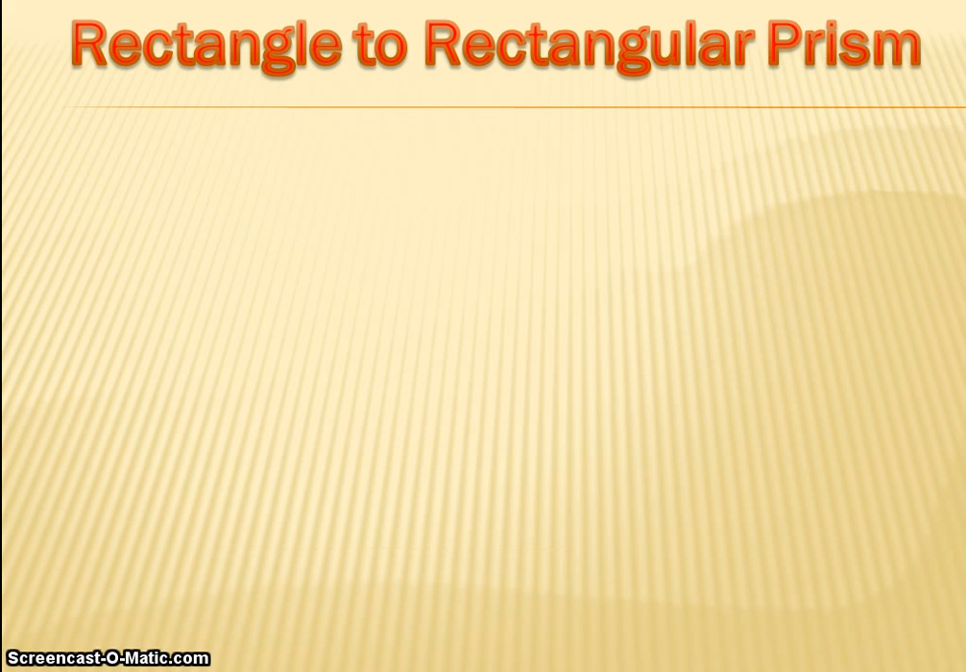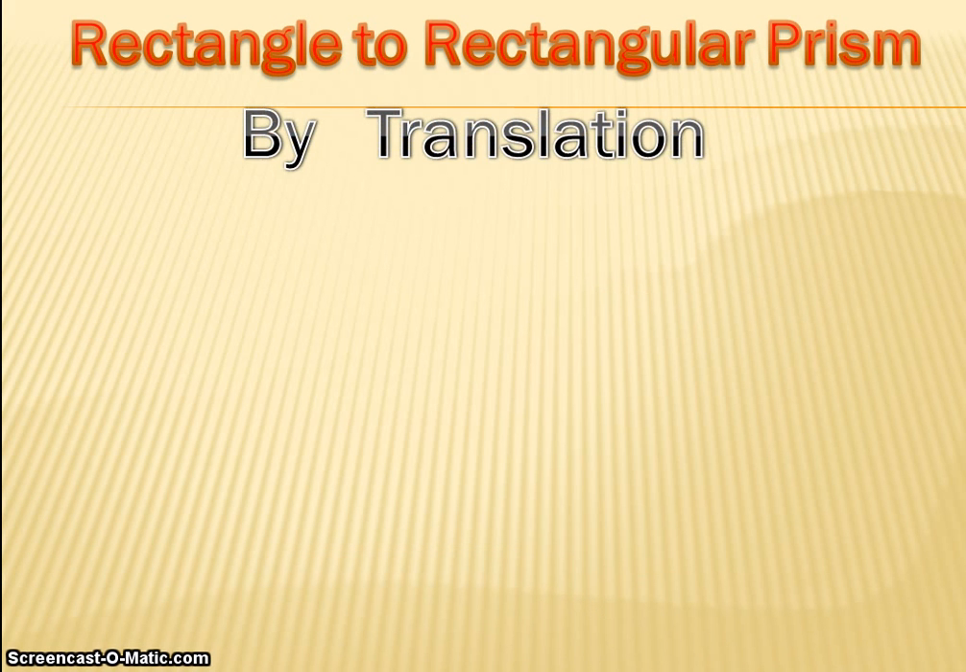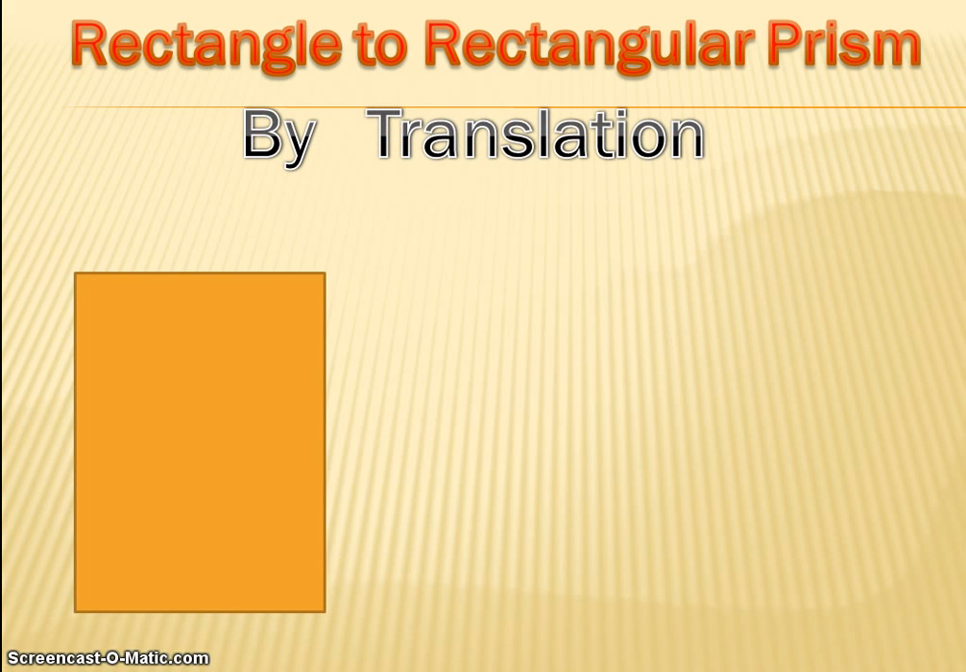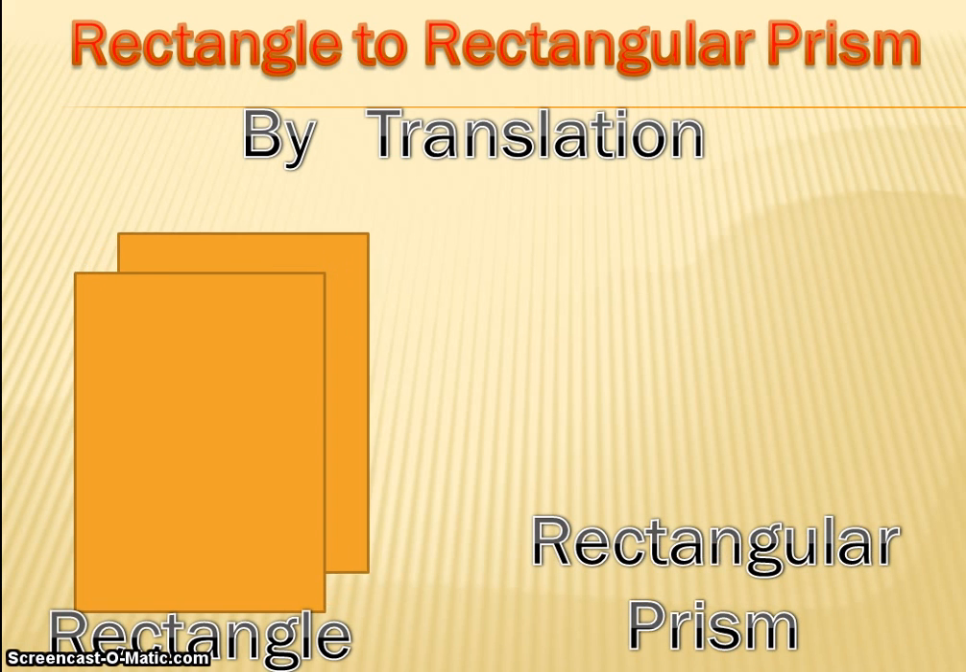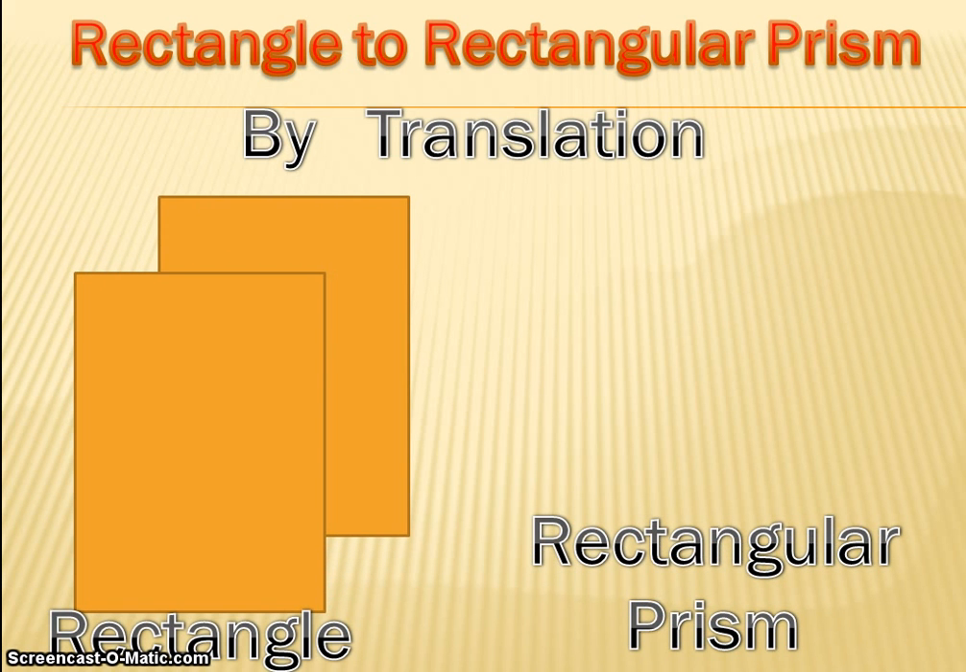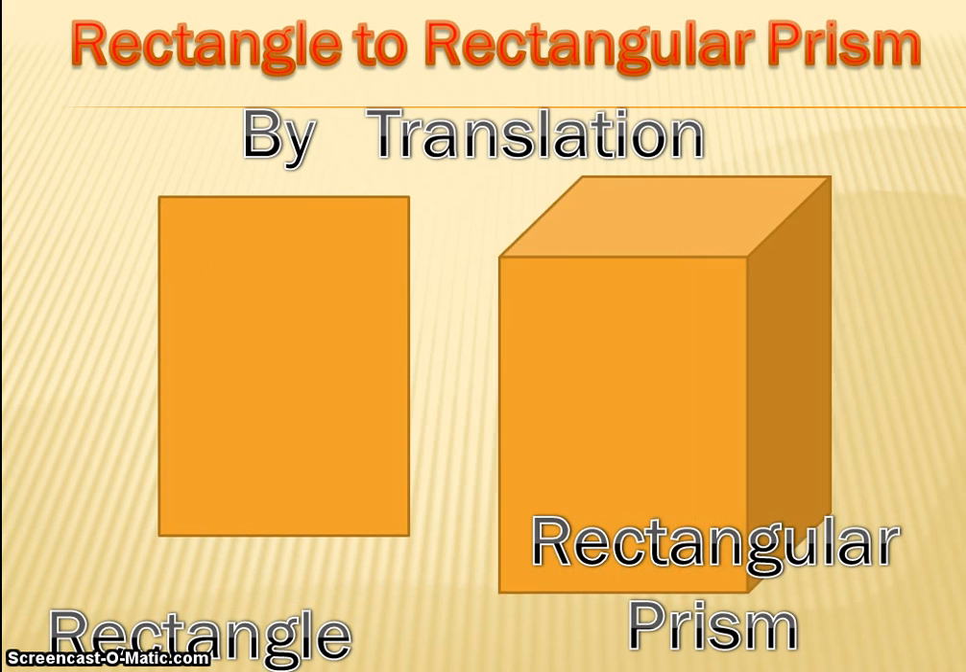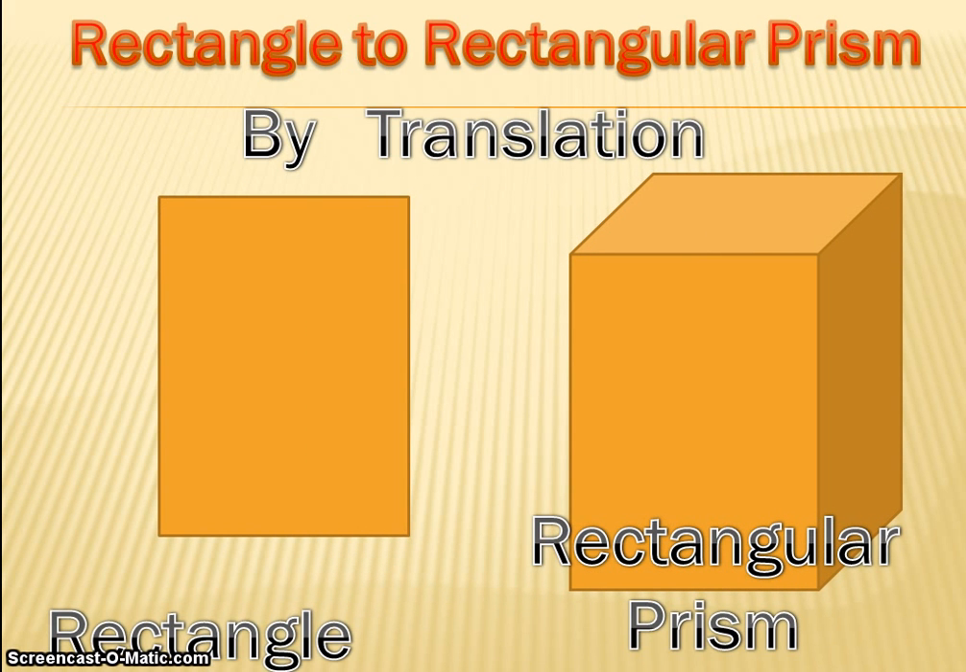The next one, we're looking at changing a rectangle into a rectangular prism through translation. By moving the rectangle on a coordinate plane and connecting the vertices or the corners of the rectangles, you will end up with a rectangular prism. So the rectangular prism is a 3D figure that you can get from a rectangle.